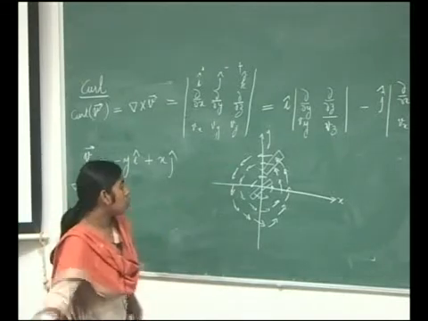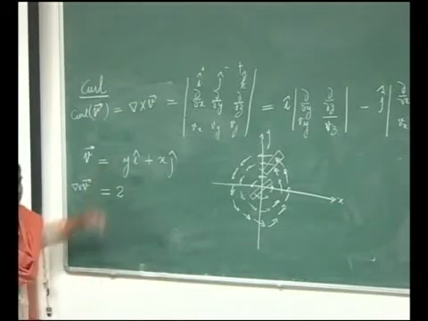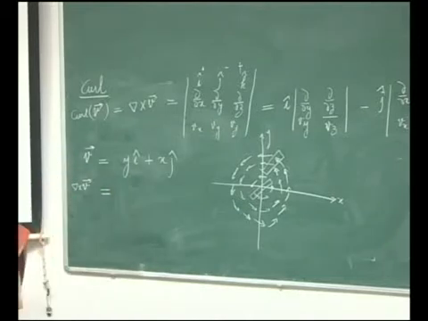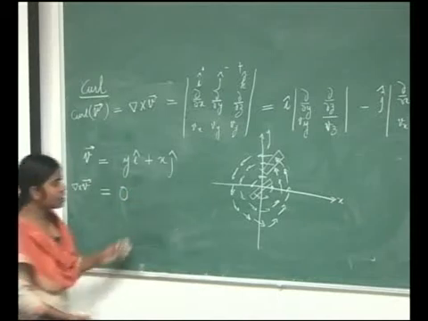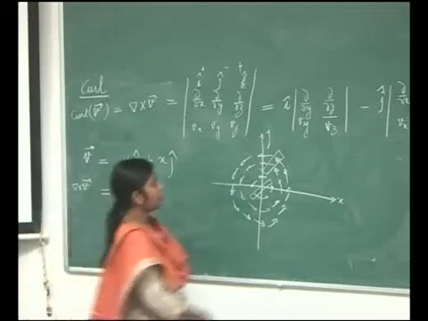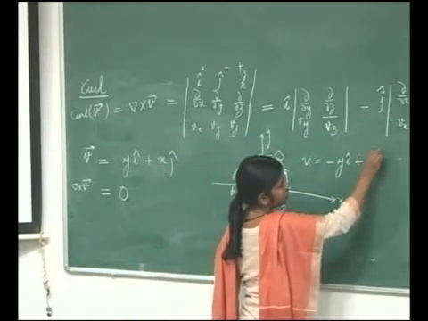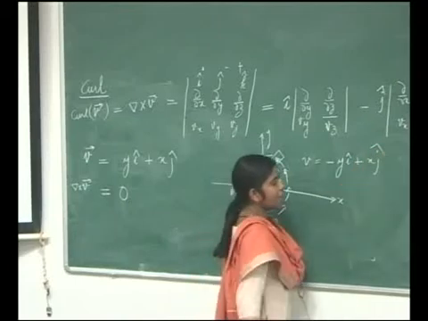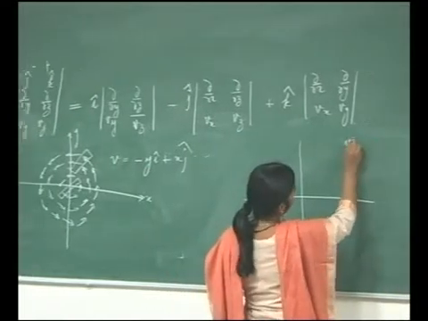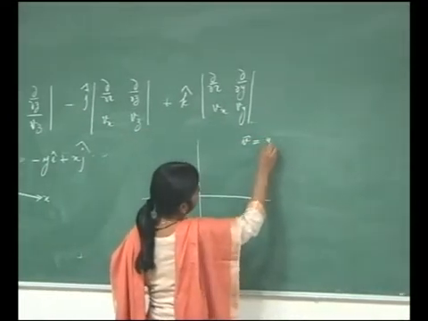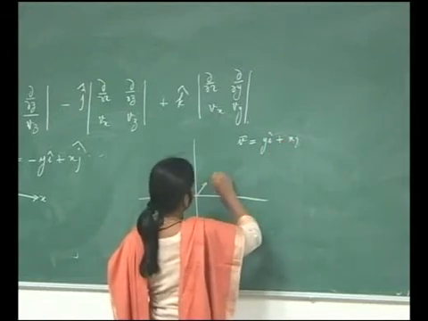Okay. But what if I make this positive? I make this positive, then what is the value of the curl? 0. Now what does that mean? So let us try to plot. This was for the case when my V was minus y i plus x j, but when I change the sign, my V is equal to y i plus x j, I get something like this.